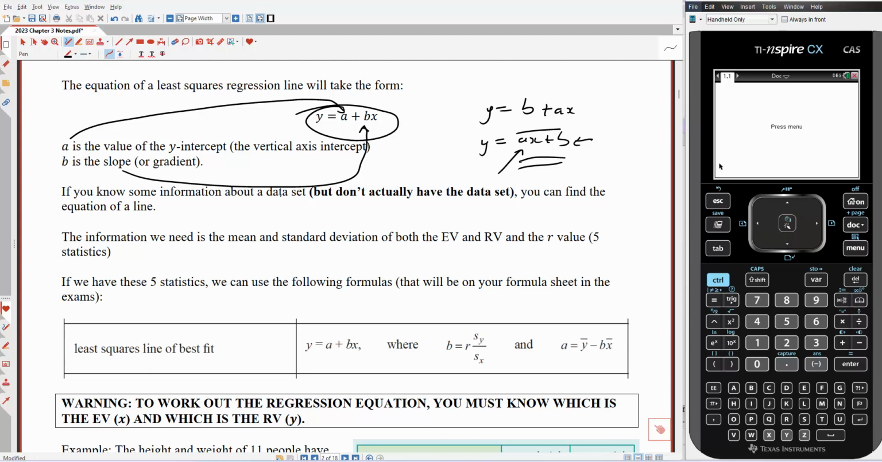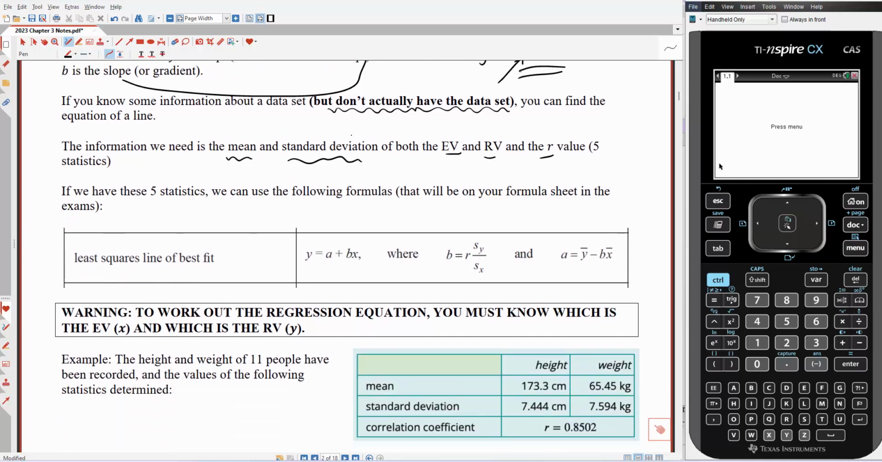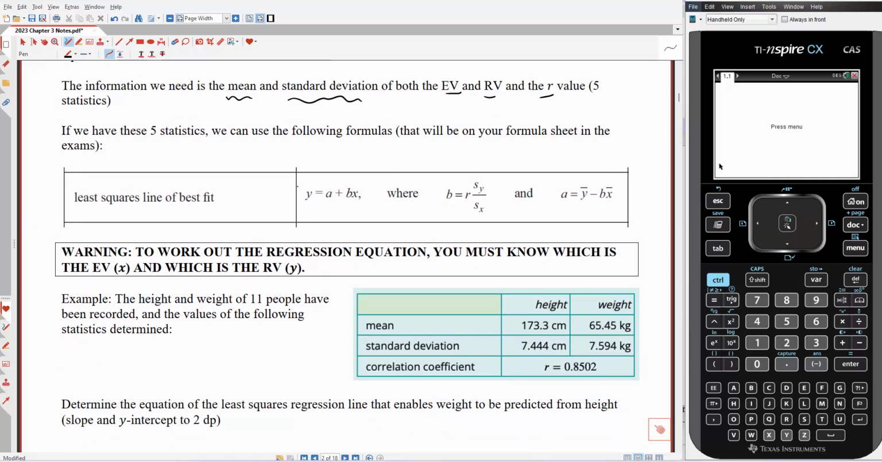So if you know some of the information about the data set but don't have the data set, you can find the equation of the line. And the information we need is the mean and the standard deviation of both the EV and the RV, and Pearson's correlation coefficient, the R value. So we need five things. If we have them, then we can get the equation of the line of best fit by doing this to find the B value and this to find the A value.